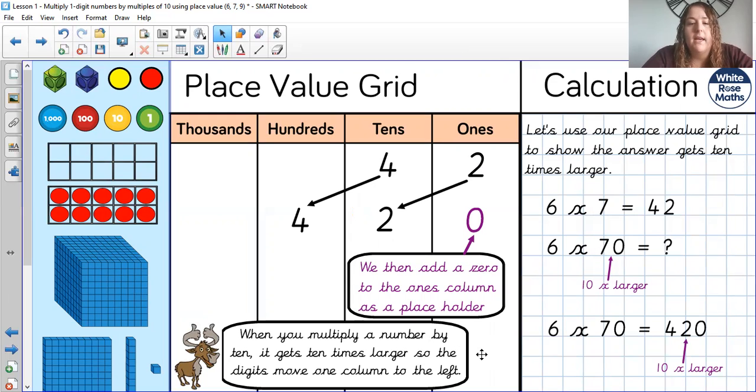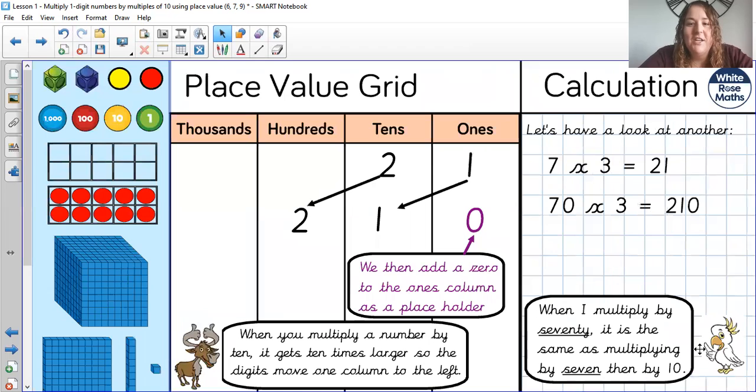And when you multiply a number by 10, it gets 10 times larger, so all the digits move one column to the left. So you can see my digit 4 here was in the tens column, and I've drawn an arrow and popped it in the hundreds column. My digit 2 was in the ones column, I've put an arrow in, and the 2 is now in the tens column. And it then says we just add a 0 into the ones column as a placeholder. So my 6 times 70 is now 420, which is 10 times larger. Make sense so far? Hopefully it does.